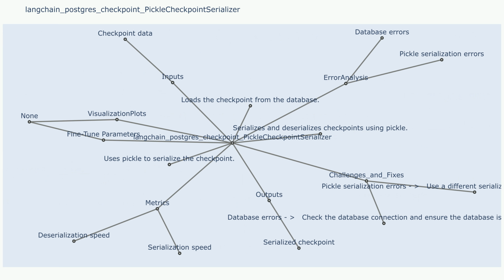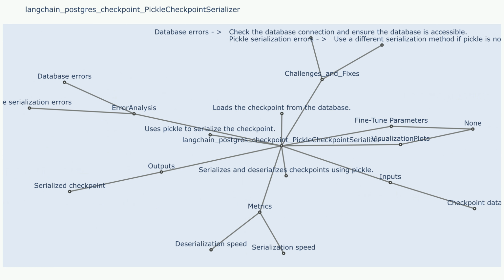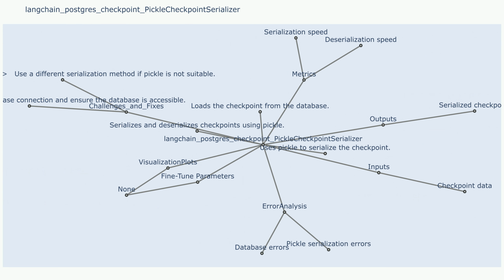Table name: the name of the table in your PostgreSQL database where the checkpoint data will be stored. Connection string: a connection string that allows LangChain to connect to your PostgreSQL database. This string should include the necessary information, like host name, port, database name, username, and password. Outputs: checkpoint ID, a unique identifier, typically an integer, assigned to the stored checkpoint data in the PostgreSQL database.